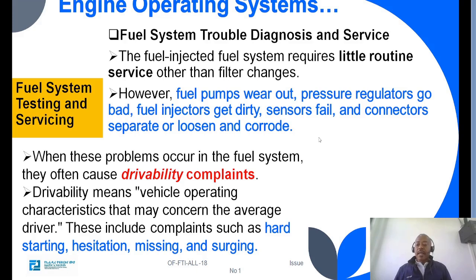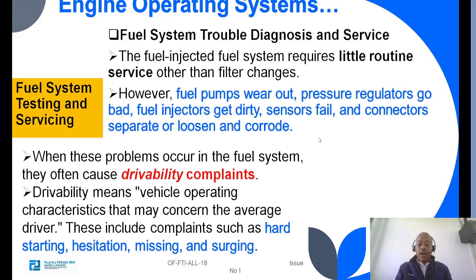Fuel system testing and servicing. Fuel system trouble diagnosis and service. The fuel injection system requires little routine service other than filter change. However, fuel pumps without pressure regulators go bad, fuel injectors get dirty, sensors fail, and connectors separate or loosen and corrode. When these problems occur in the fuel system, they often cause drivability complaints.